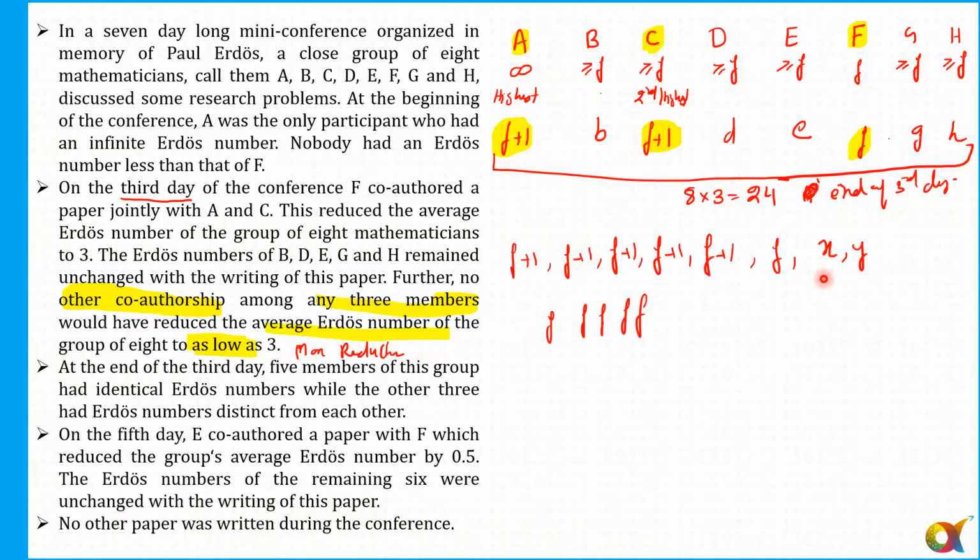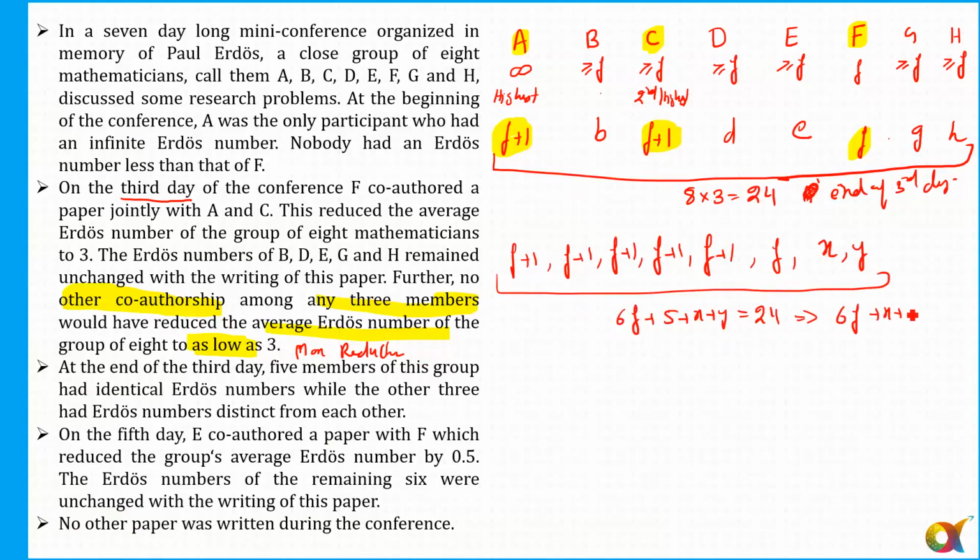Alright. So we'll move to here. So what is happening in this case? I add all of them. If I add all of them, this will be equal to 6F plus 5 plus X plus Y. That is equal to 24. So from here, I'll get the value of 6F plus X plus Y, which is equal to 24 minus 5, which is nothing but 19.